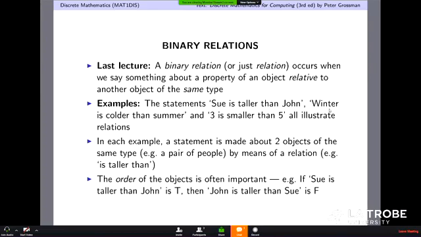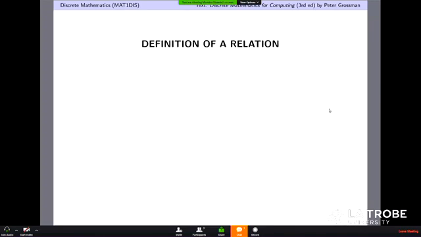Object is often important. If Sue is taller than John, it's true. If you reverse it, that would be false. If you say that John is taller than Sue, that would be false in that case. So the order is important. Now, formally, what is a relation?